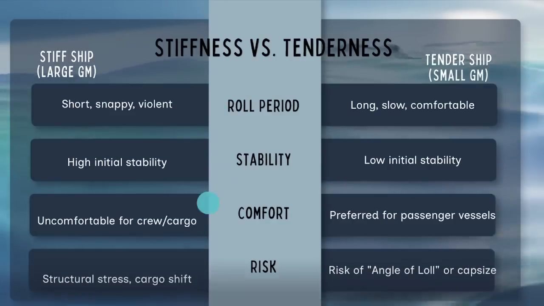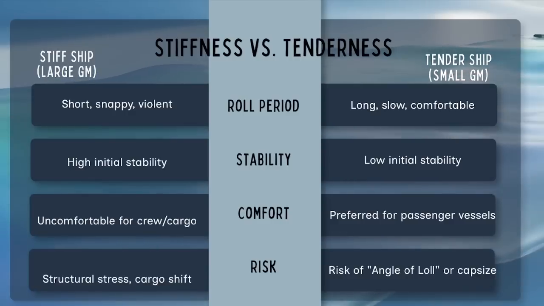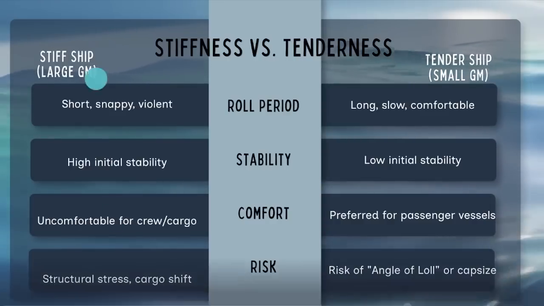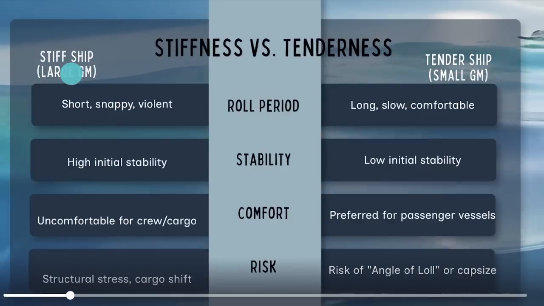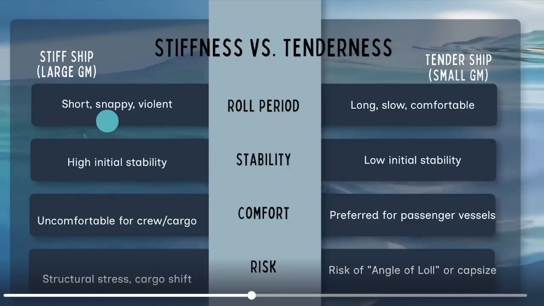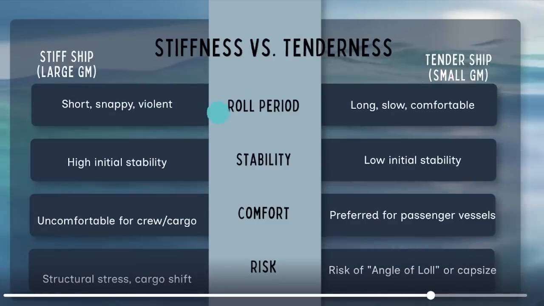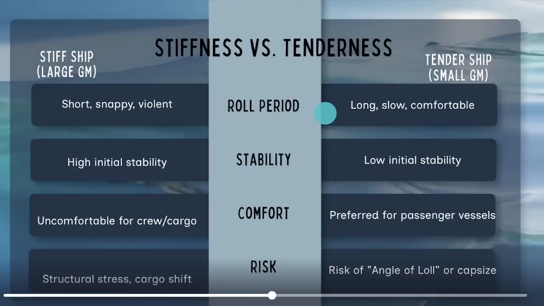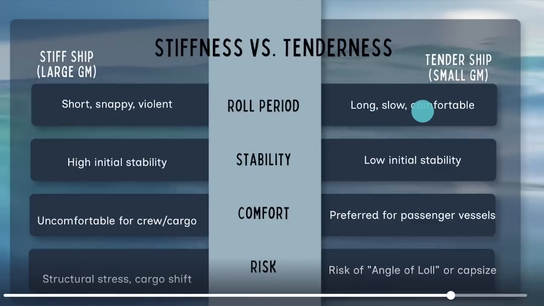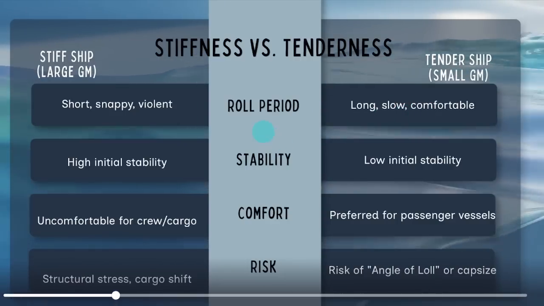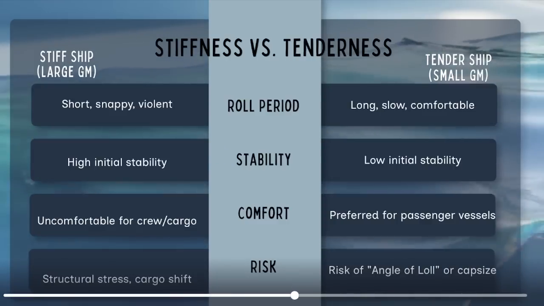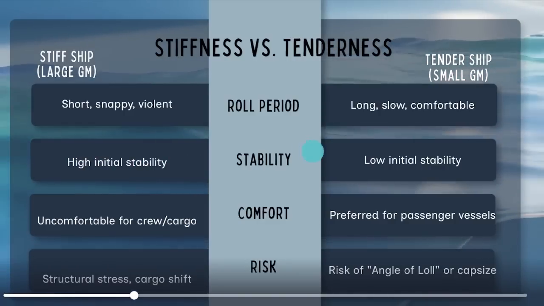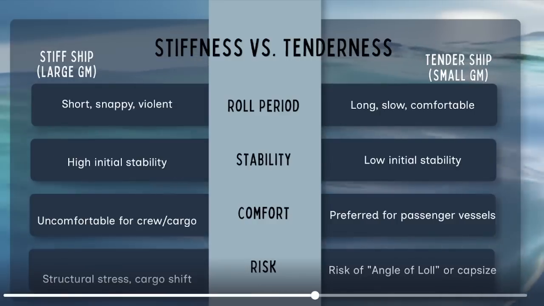Here you can see the difference between stiffness and tenderness. A stiff ship, or one with a large GM, has a short, snappy, and violent roll period. While a tender ship has a long, slow, and comfortable one. In terms of stability, the stiff ship has high initial stability, while the tender ship has low initial stability.